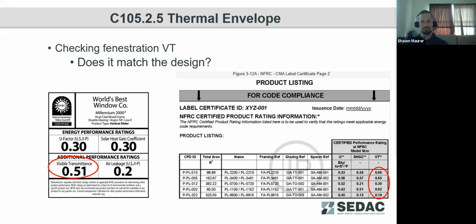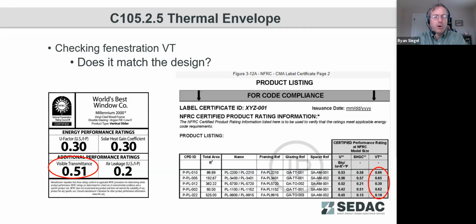So additionally, we're going to look at visible transmittance. And also important to us is our air leakage rate. Air leakage rate of 0.2 is the maximum that is allowed here by the energy code. And again, understanding that air leakage is a dramatic driver of thermal performance of a building.